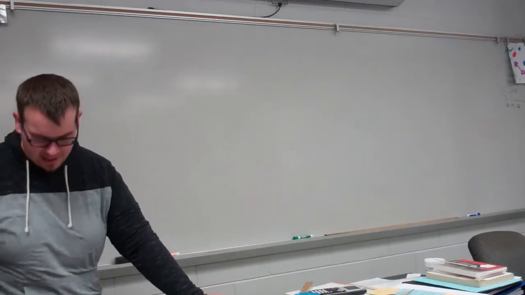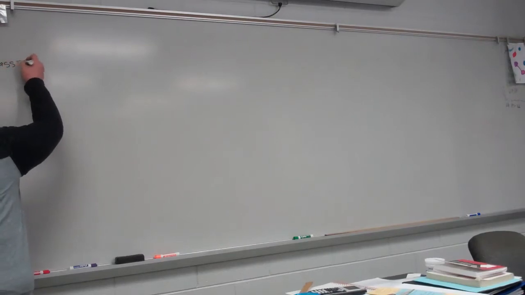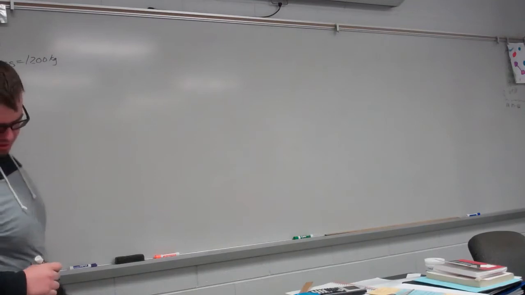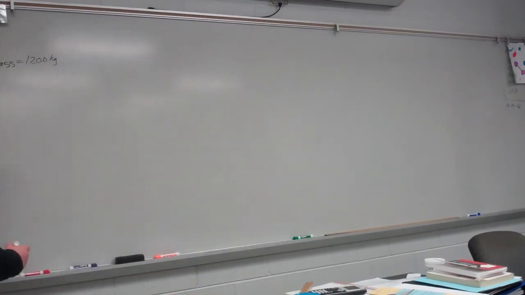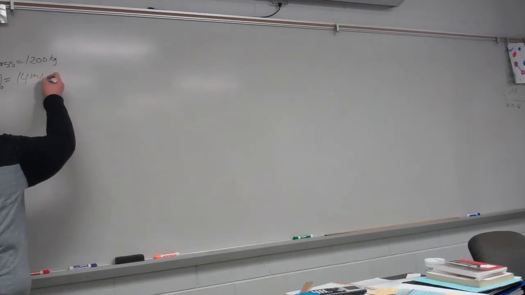Alright, so you're driving a 1,200 kilogram car, so I have a mass equal to 1,200 kilograms. You are traveling at a constant speed of 14 meters per second, so I have an initial velocity of 14 meters per second.